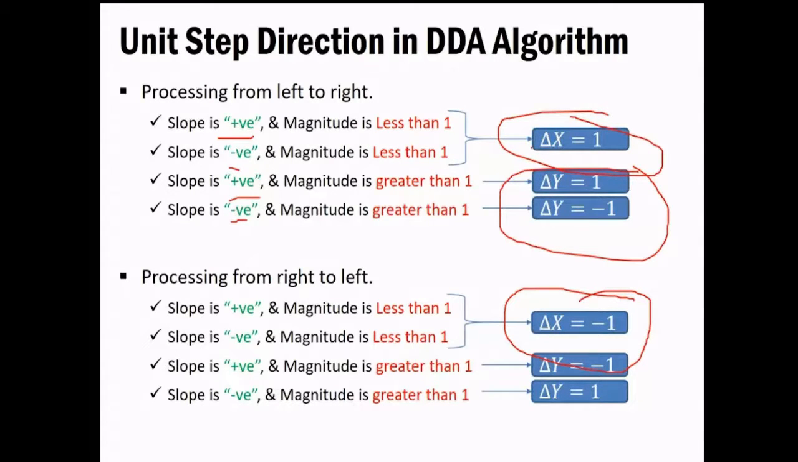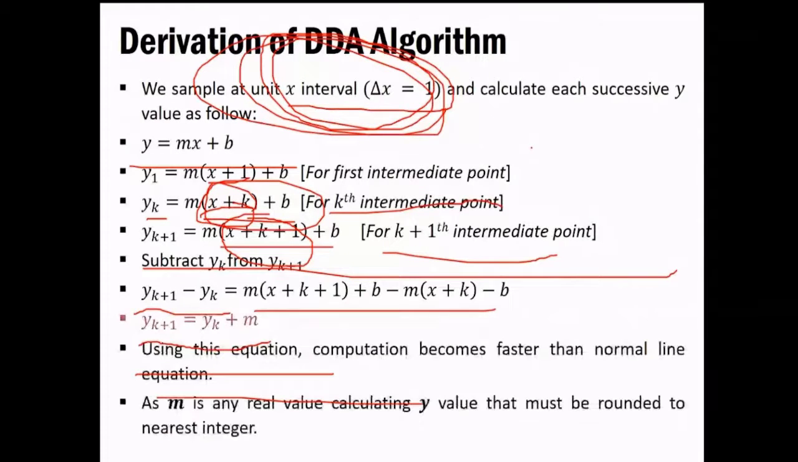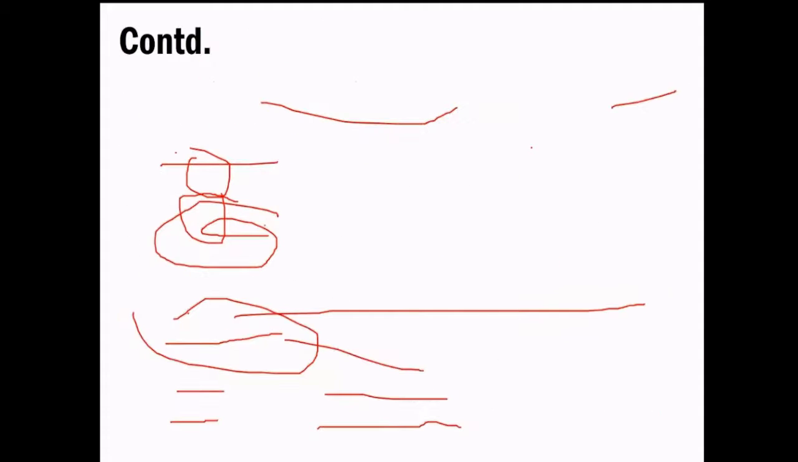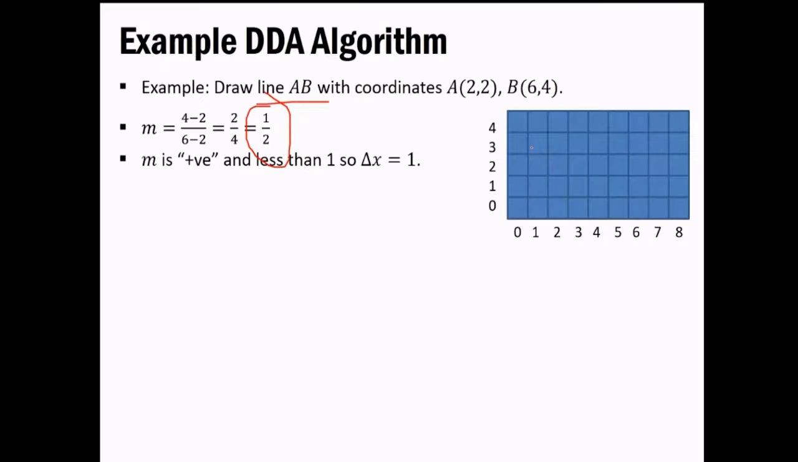So we got one piece of information: we have to proceed in the x direction and calculate the successive y. Okay, so that is what we have to follow for this particular example. So let's see what we do next. The slope is positive, the magnitude is positive and the value is less than 1, so delta x would be 1 in this case.